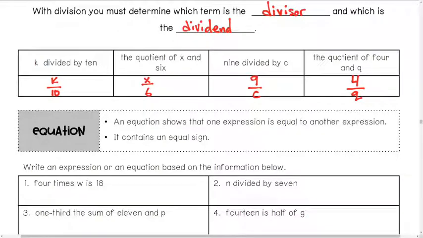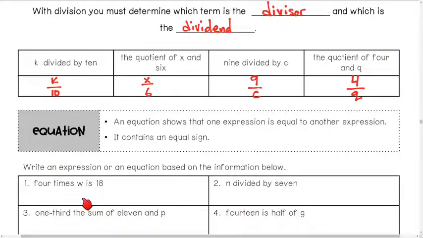For equations, they show that the expression is equal to another expression. It contains an equal sign. So we basically do the exact same thing we've been doing, but we have an equal sign and another expression on the other side. So in this one, we're going to write an expression or an equation based on the information.